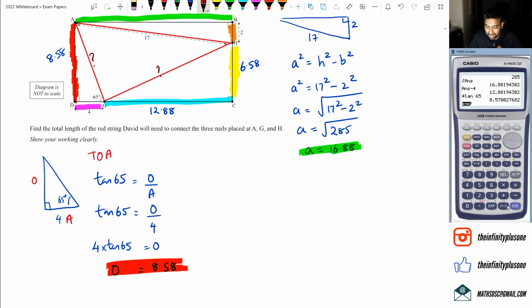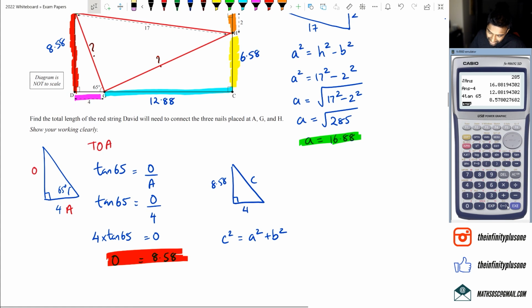You could use Pythagoras, just so much quicker in this case. So we're going to look at this part here, which is 4 and 8.58. This is going to be, let's just call it C, for example. So C squared is equal to A squared plus B squared. Notice how I'm using C squared. I could have used H squared, it doesn't really matter. So I've got 4 squared plus 8.58 squared.